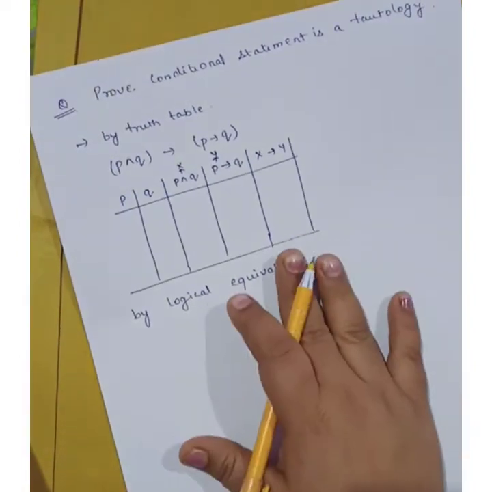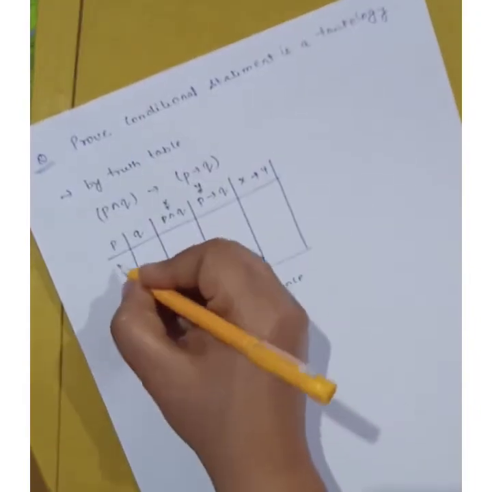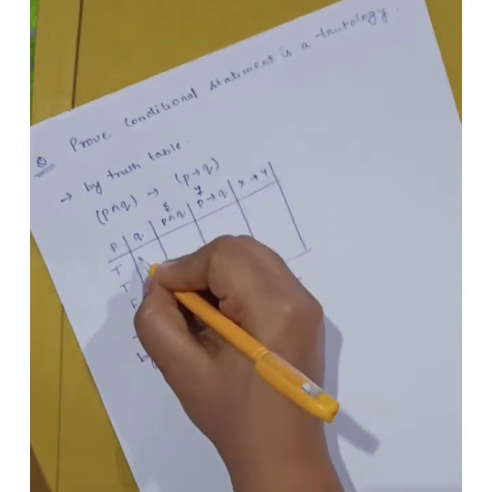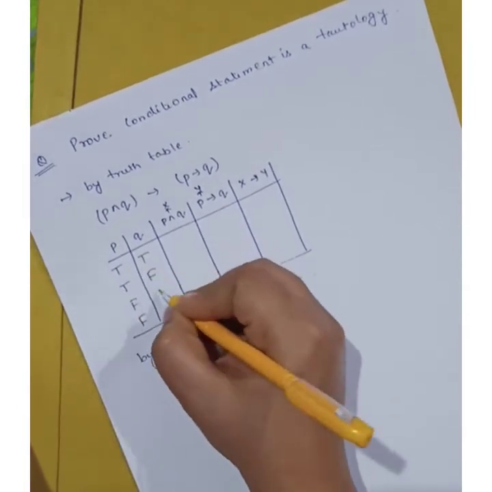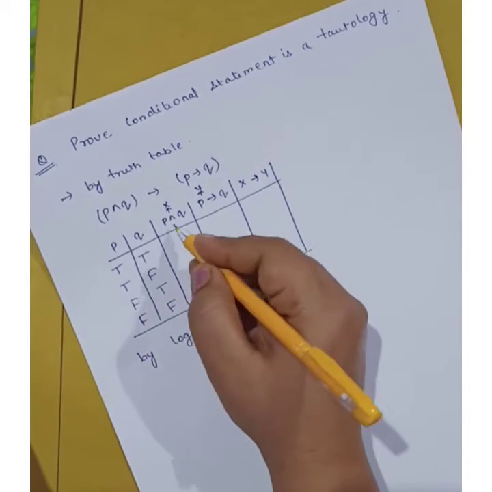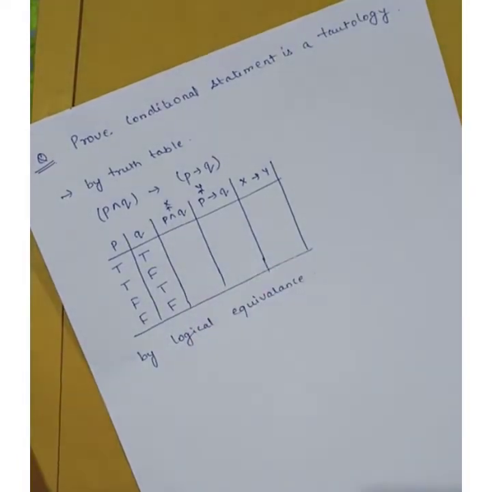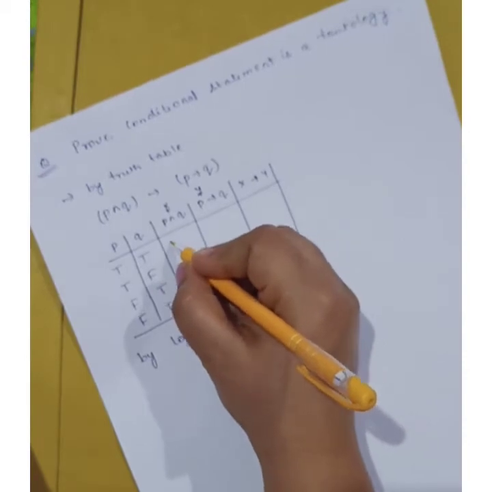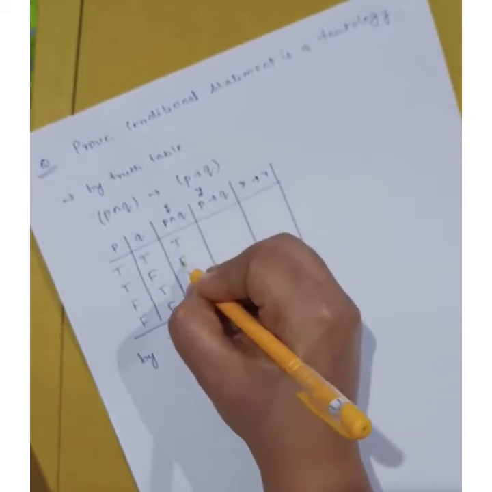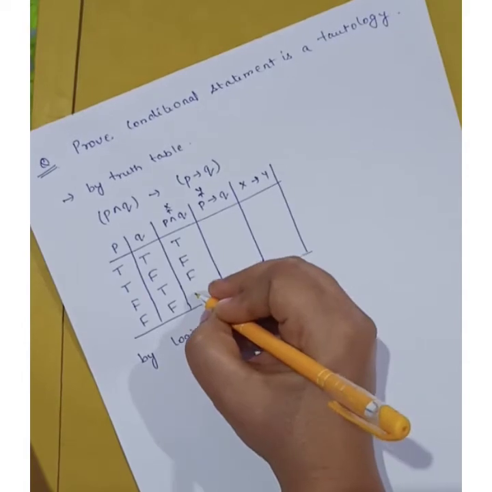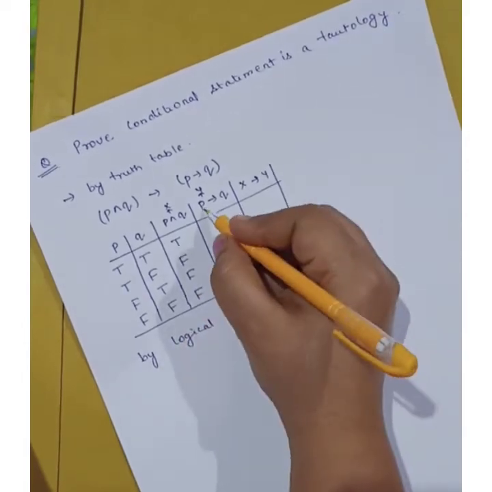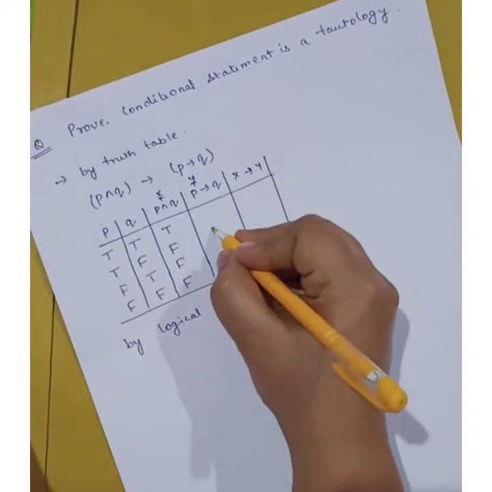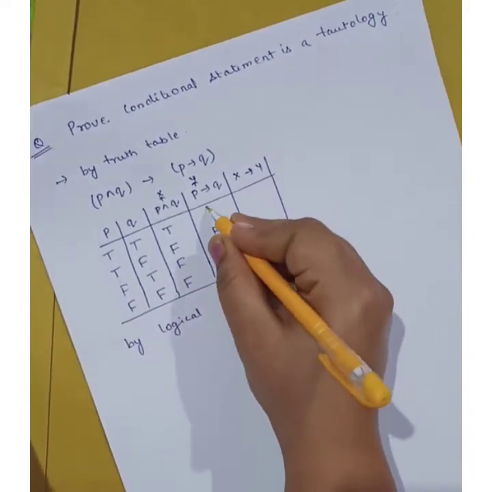For the truth table solution, we have to write the possible combinations of P and Q, that is T and F. Then we will perform P and Q, so we will have the answer, and it is false in one case. Then we will have the answer for P implies Q. P implies Q is false for TF, else it is true.